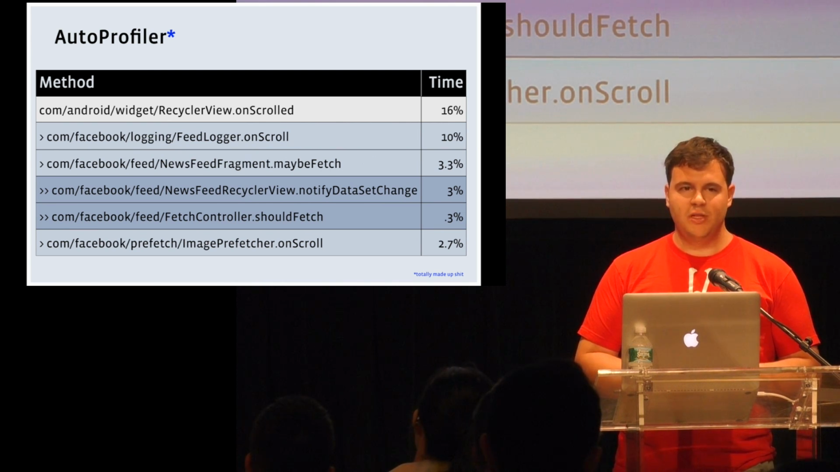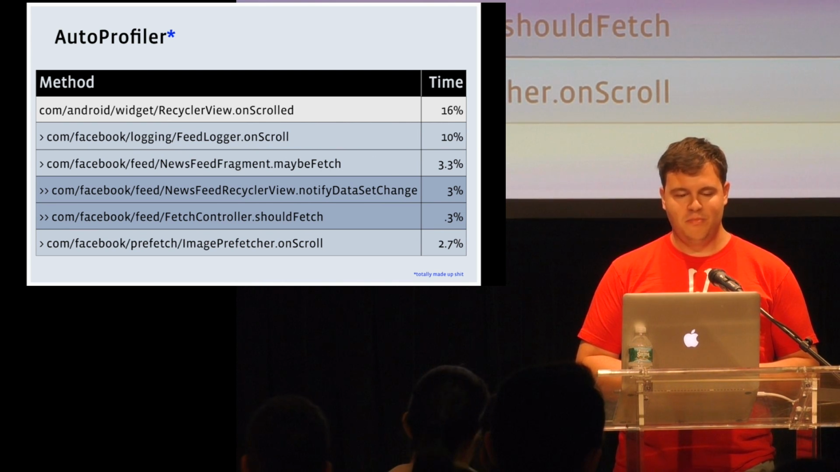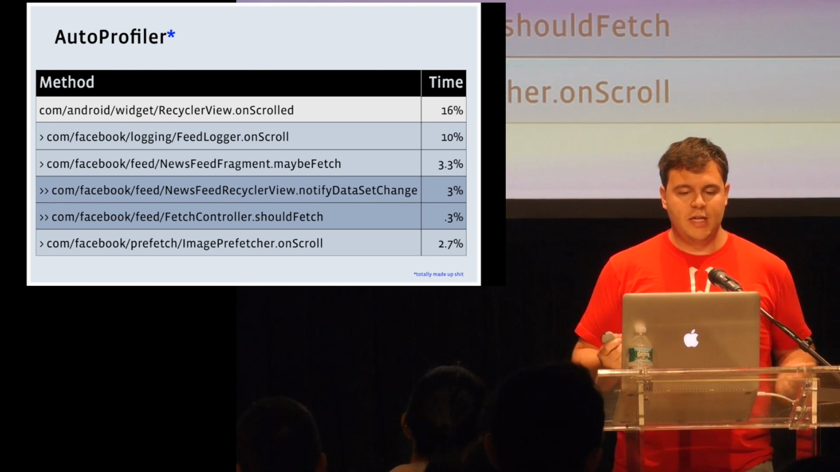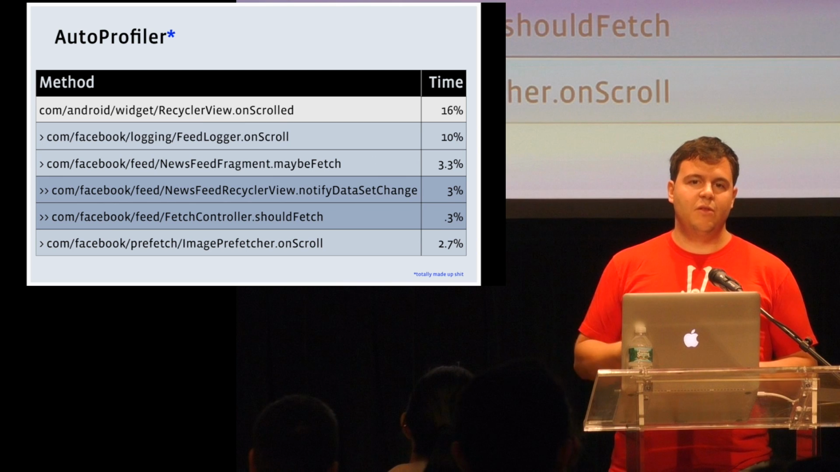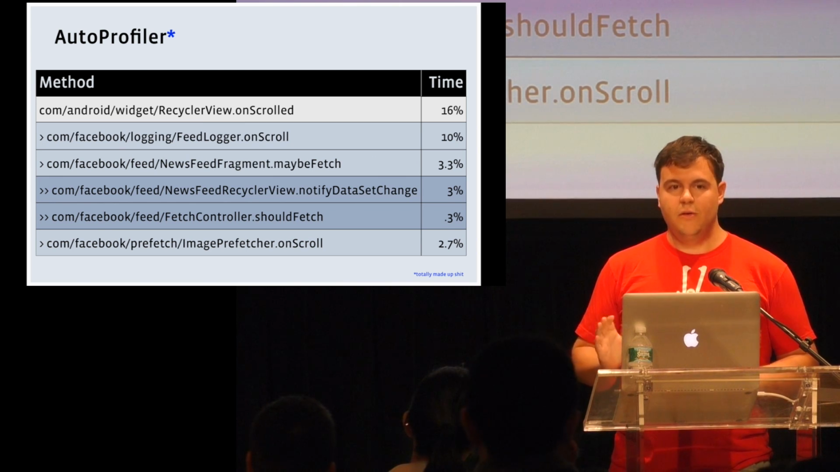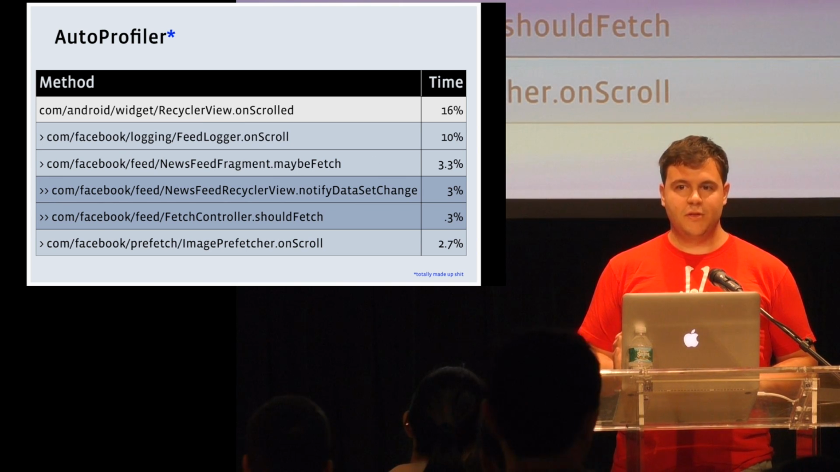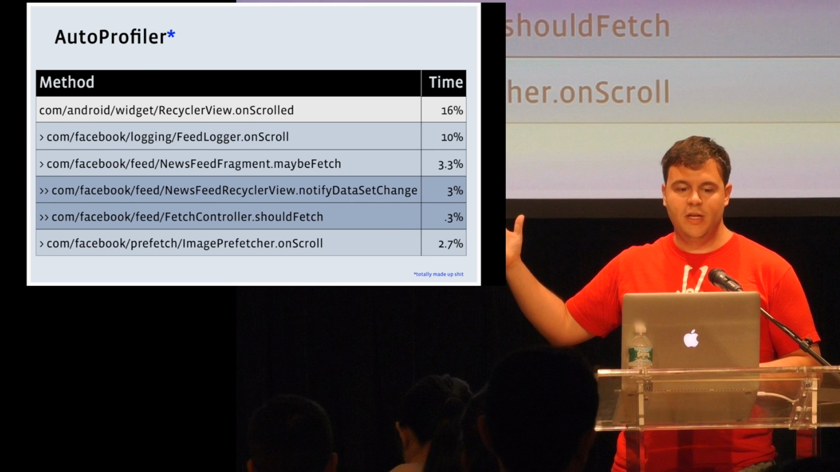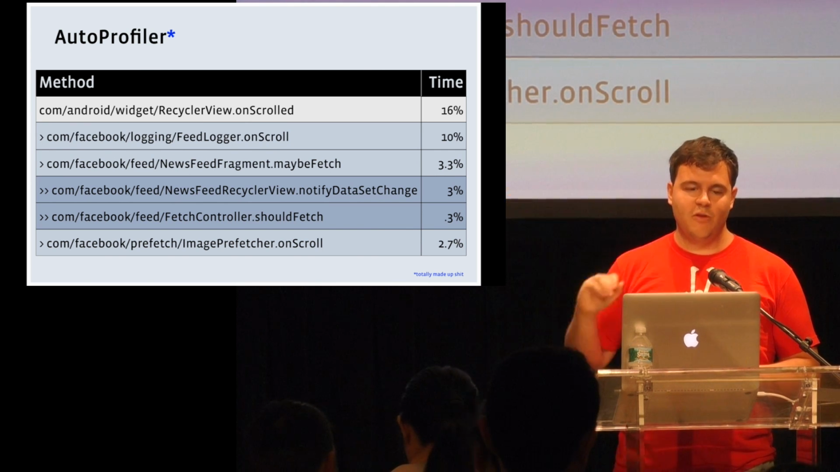This is all completely made up. None of these packages are real. None of these times are real. This is all just made up information, but you get the idea. Say you have some on-scroll event and you realize that, like, holy crap, your scroll listener is taking up an enormous amount of time and we need to fix that. And 16% of slow frame time is blaming to this scroll event in AutoProfiler.